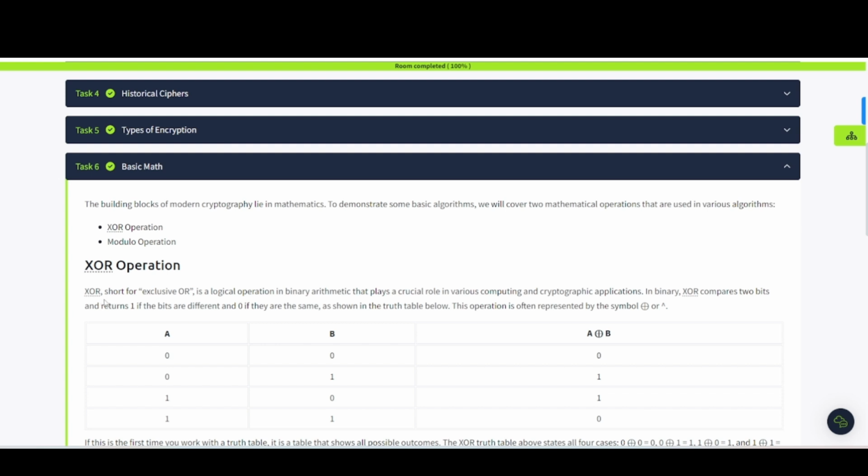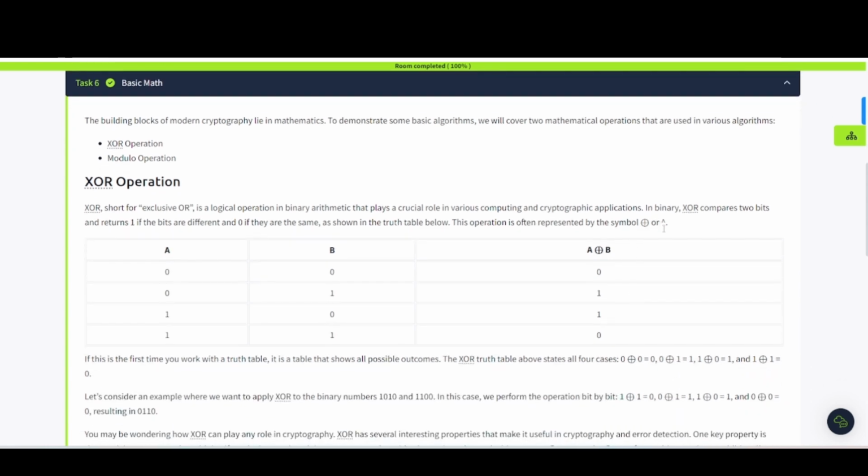XOR operation. XOR, short for exclusive OR, is a logical operation in binary arithmetic that plays a crucial role in various computing and cryptographic applications. In binary, XOR compares two bits and returns 1 if the bits are different and 0 if they are the same. As shown in the truth table below, the operation is often represented by the symbol, whatever that is, looks like a target sign, or the caret.